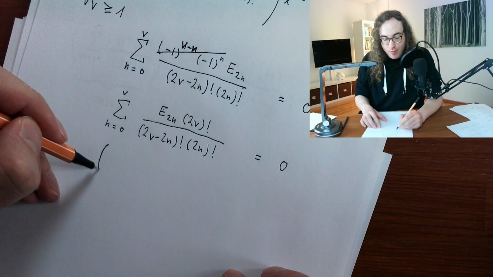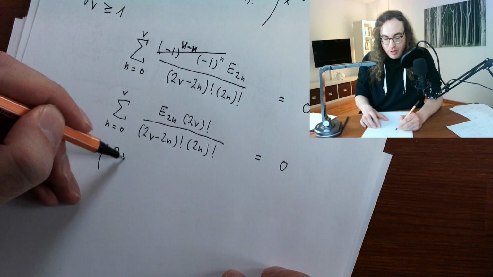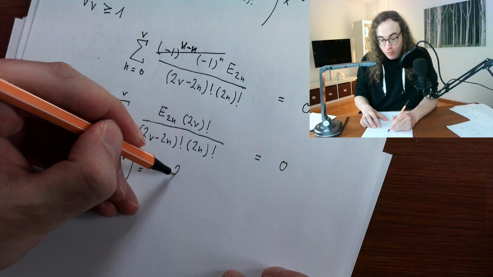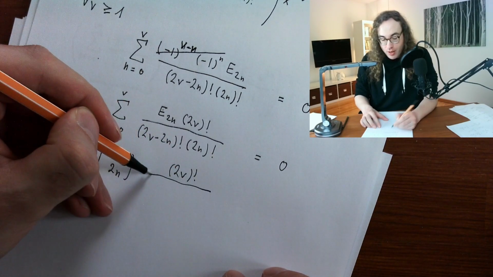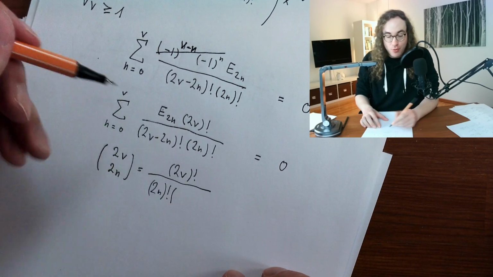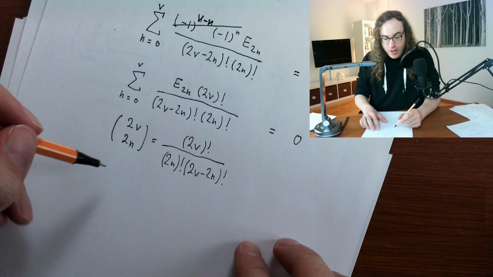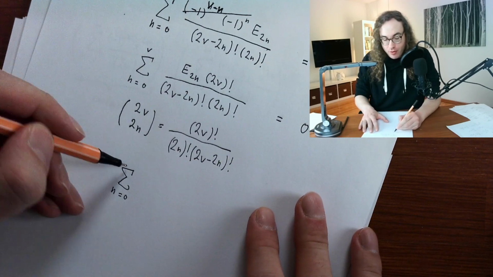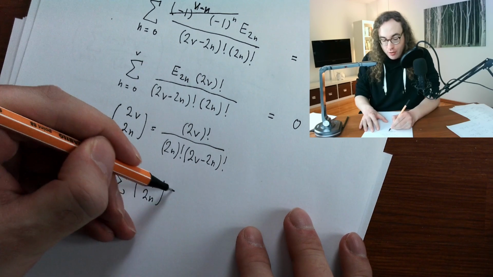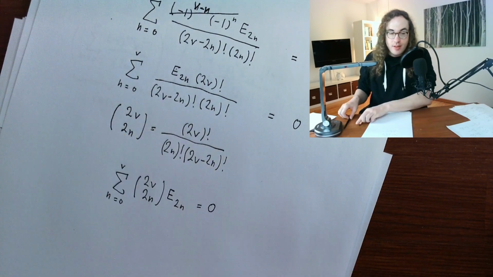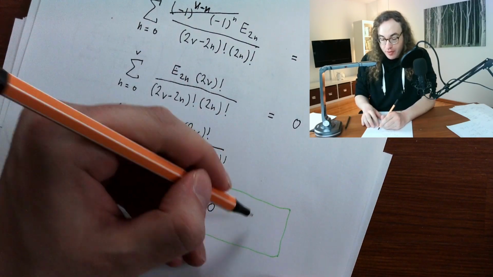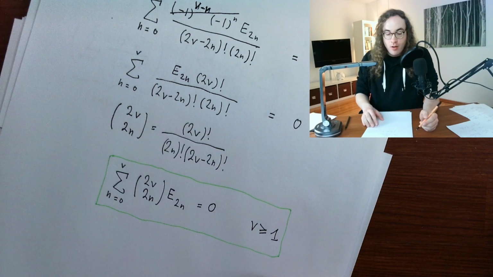We recognize that this is the binomial coefficient (2v choose 2n), because if I unravel what that is, it's (2v) factorial divided by (2n) factorial times (2v minus 2n) factorial. That's exactly what's written there. This simplifies to the sum from n equals 0 to v of (2v choose 2n) E_n being 0. And this is the key identity to determine the Euler numbers. So remember, this is valid for all v at least 1.